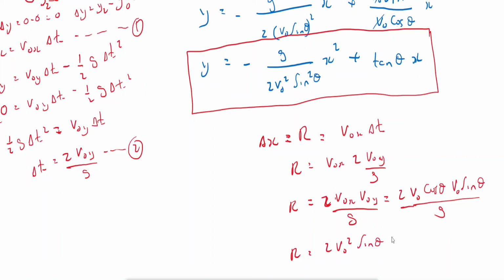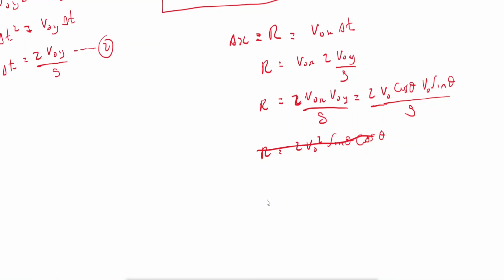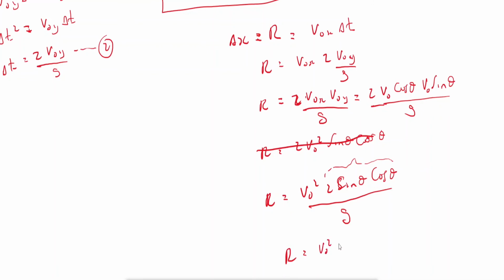So my range becomes v0 squared times 2 sine theta cos theta, let me write it in such a way that you will recognize it, all divided by g. This value, 2 sine theta cos theta, is a trigonometric identity, which is basically sine 2 theta. So my r is basically v0 squared sine 2 theta over g. If I know my initial velocity, my gravity, and my angle, I can find the range.